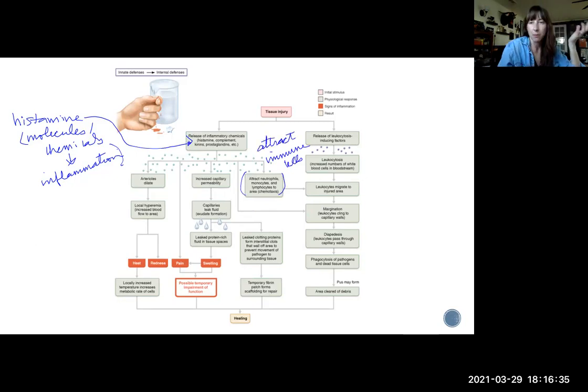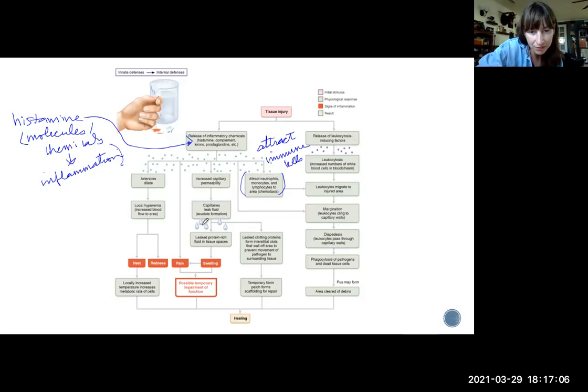It's basically calling for backup, okay? Let's see. This portion of it, I'm not as worried about you knowing. The leukocytosis, basically leukocytes, they're basically just called to the area to do phagocytosis, to clear the area.